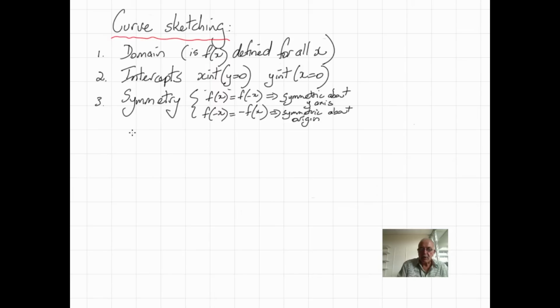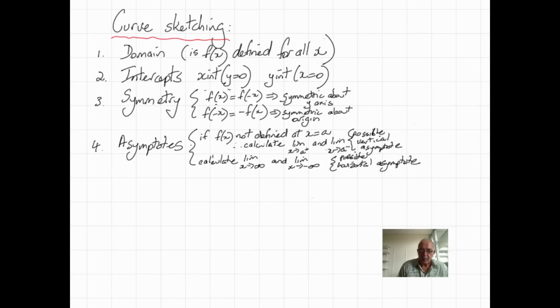The third step is to look at the symmetry of the curve. You can do that by looking at f of x and f of negative x. Don't use values here, just put x and negative x. If those two work out to be the same, then the graph will be symmetric about the y-axis. Once again, work out what f of negative x is. You've already done it up here, and you'll get a value. Then see if that is the same as just putting a negative in front of the original function. If so, it will be symmetric about the origin. So symmetry is the third step.